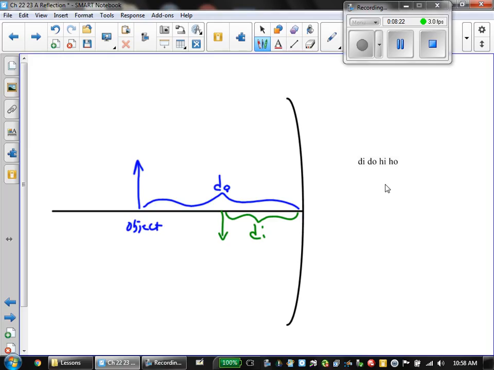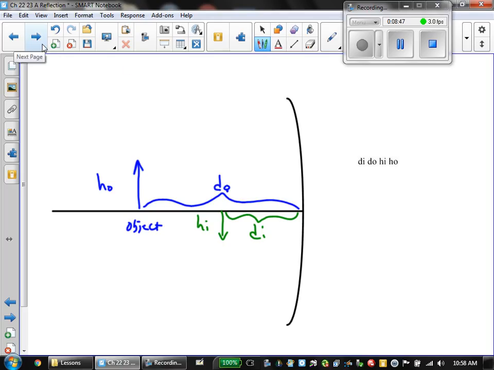We also can talk about the height of the object, ho, and the height of the image, hi. So we come up with an equation, we'll talk about a little bit later, it talks about hi, ho, di, do. There's a ratio. The ratio of this height to this distance is the same as the ratio of this height to this distance. So it makes for a very convenient mathematical expression that is very useful.